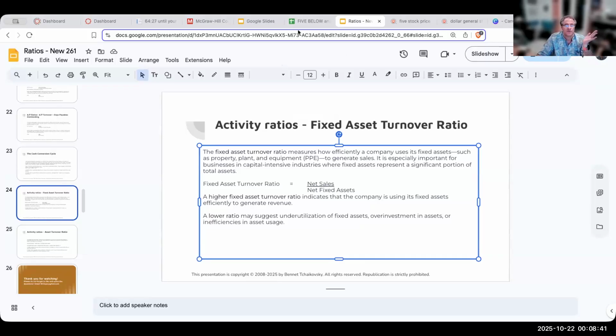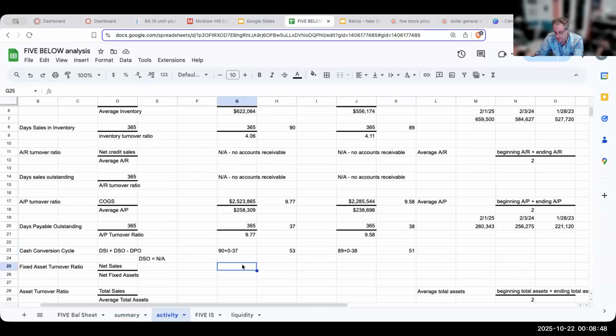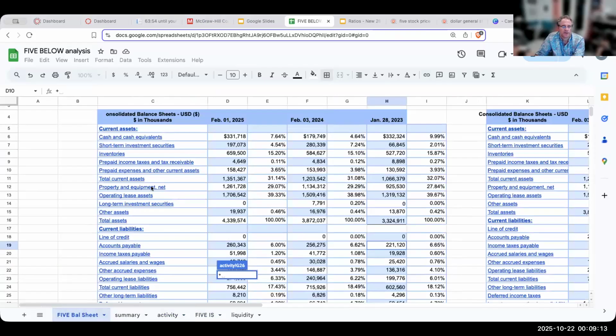So let's take a look and do this for Five Below. As we look at this for Five Below, the first thing we need to figure out is our net sales. If I come over to my Five Below income statement, 3.8 billion, and this is going to be 3,559,000. For my net fixed assets, this is going to be over here on my balance sheet. This is going to be my property and equipment, net.